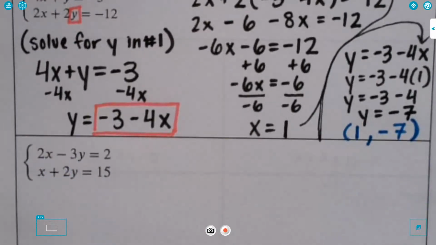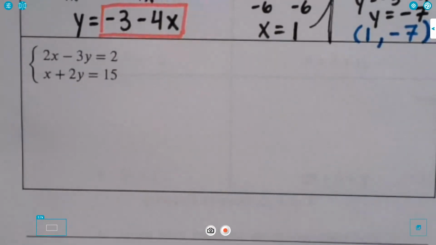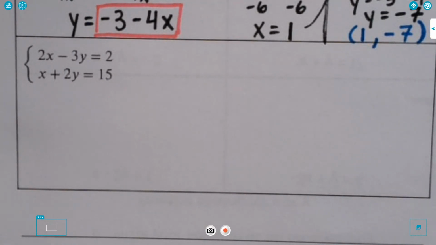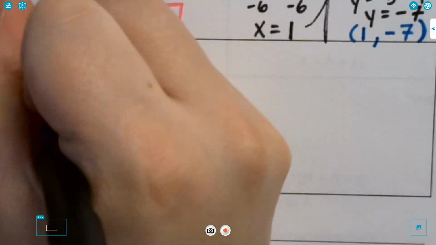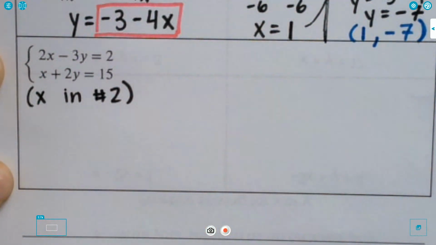So, next one we've got 2x minus 3y equals 2. X plus 2y equals 15. Who is easiest to solve for? X in the second. So I'm going to put a little note to myself. X in number 2. I'm not even going to write the word solve for, because I'm being lazy.